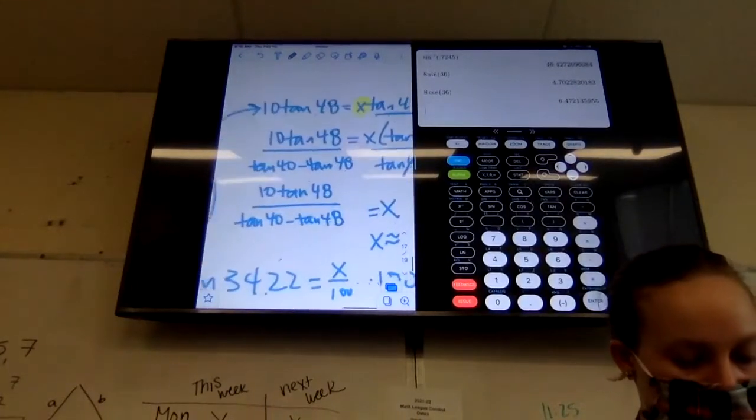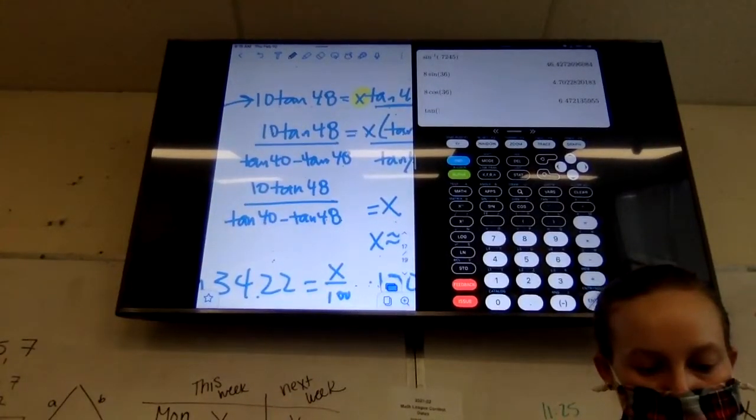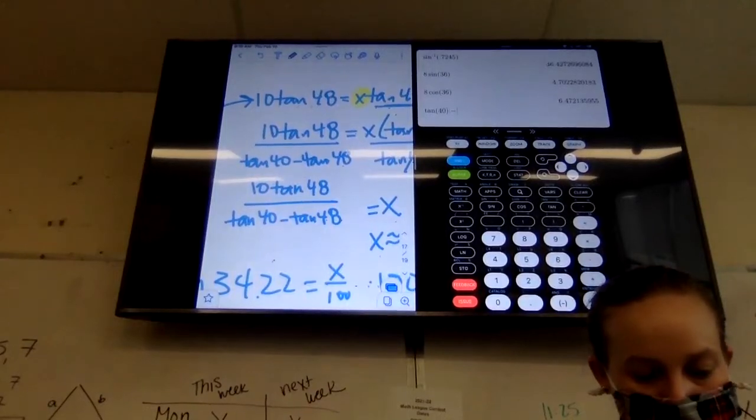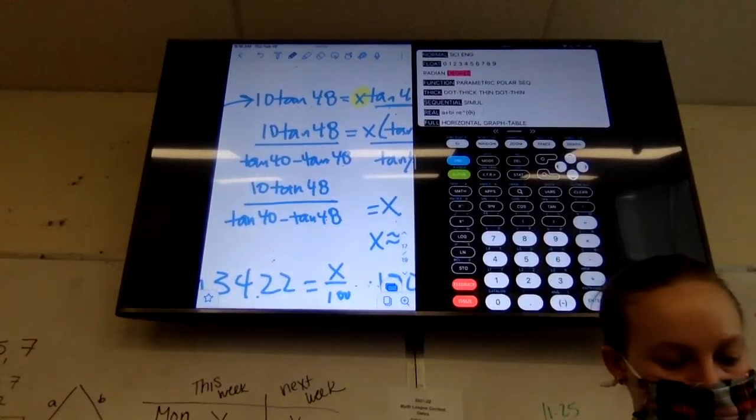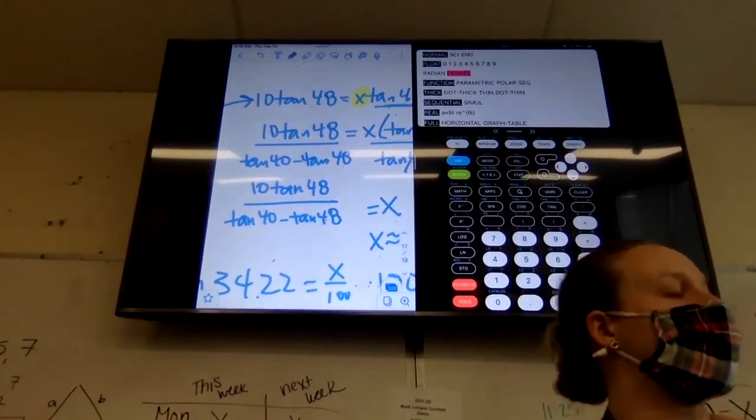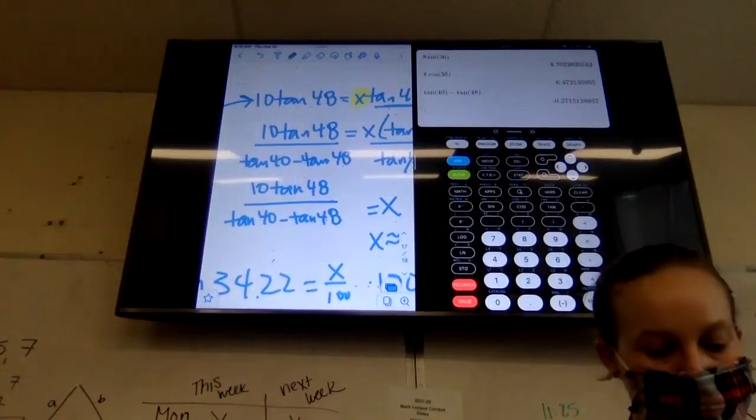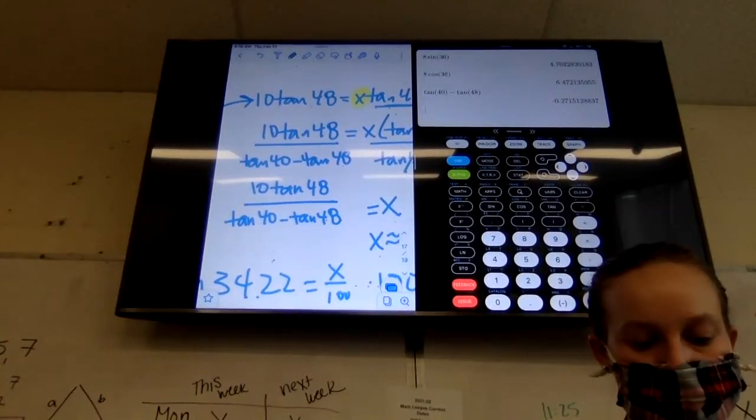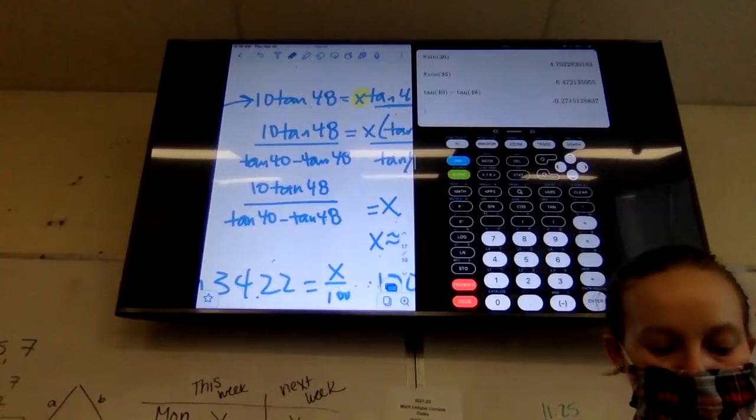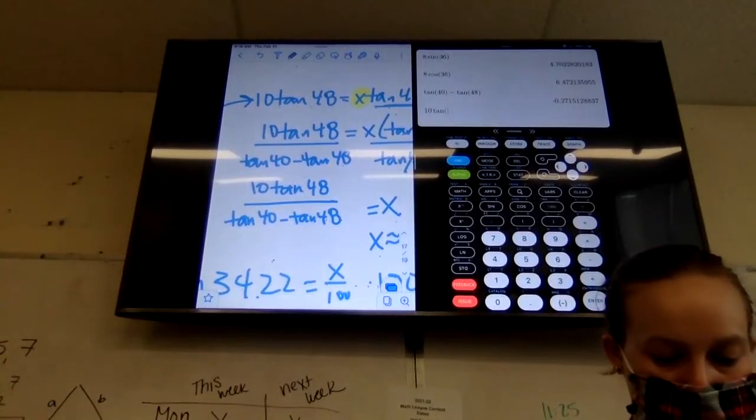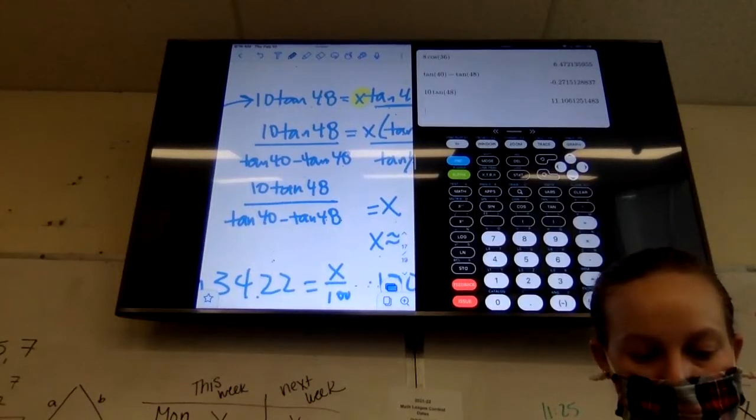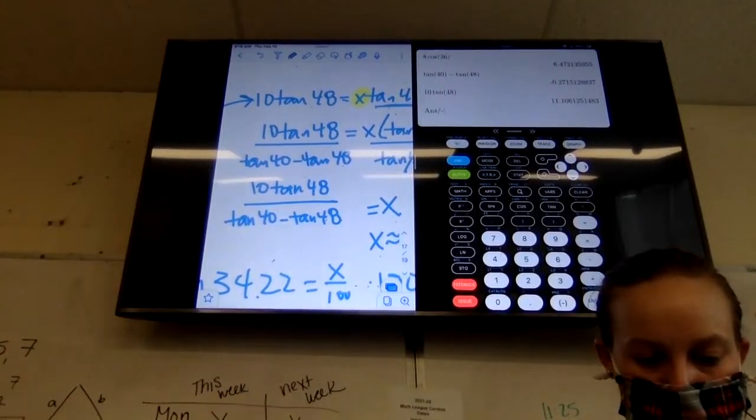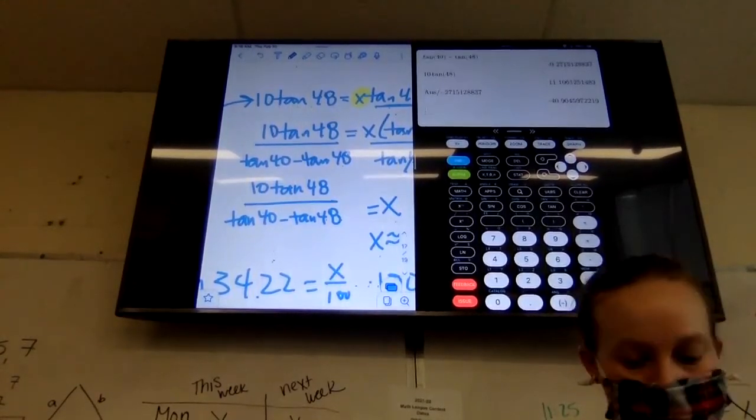We know I have trust issues with calculators, so I'm probably going to do tan 40 minus tan 48 first. Oh, and I still have trust issues, so I'm going to make sure I'm in degrees. If you're not in degrees, make sure you're in degrees. And so my denominator is going to be this negative 0.2715 number. And now I'm going to do my top, 10 tan 48. And then I can divide that by negative 0.2715128837. Or you can round that, it does not matter.